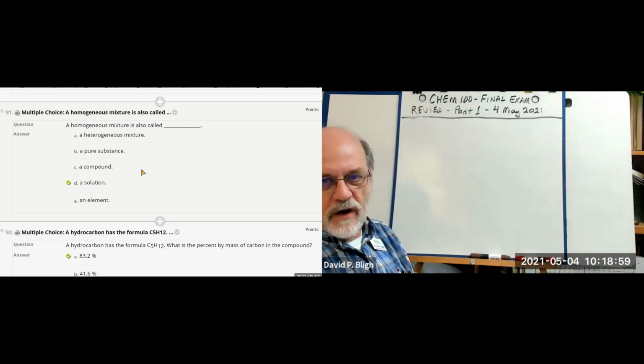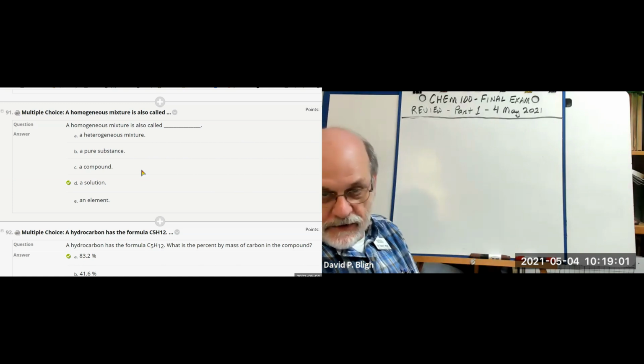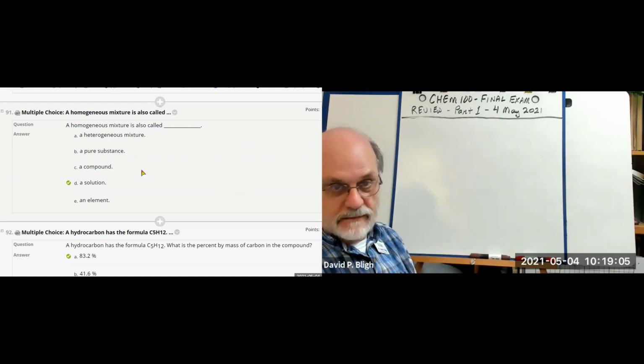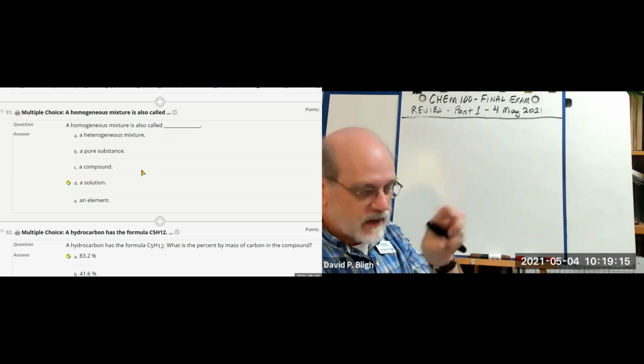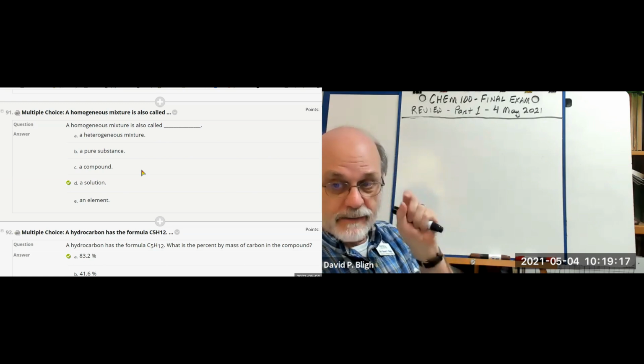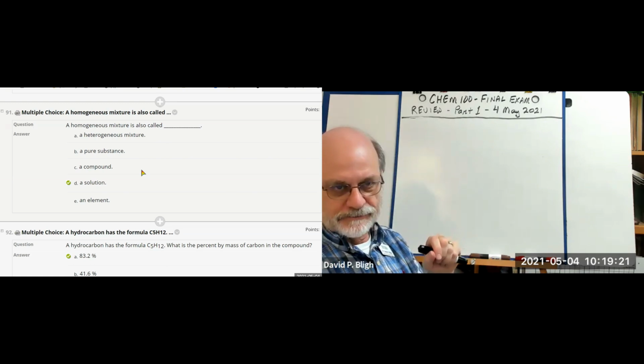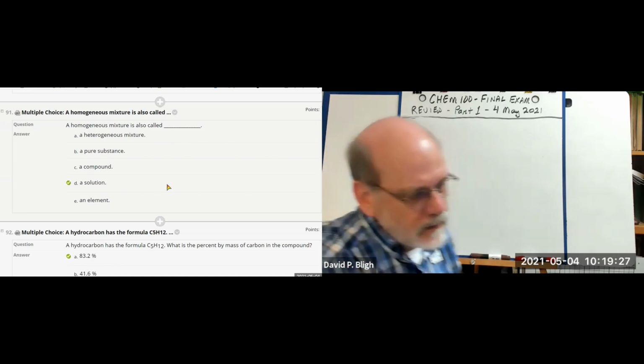Homogeneous mixture is also called a solution. Right? That's just a fact. Homogeneous mixture, we know what a homogeneous mixture is. All the components in the mixture are evenly distributed so that any sample you take anywhere has exactly the same composition. And that's true for solutions. All right, so 91 is D.